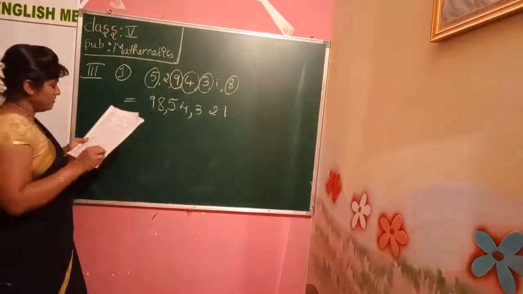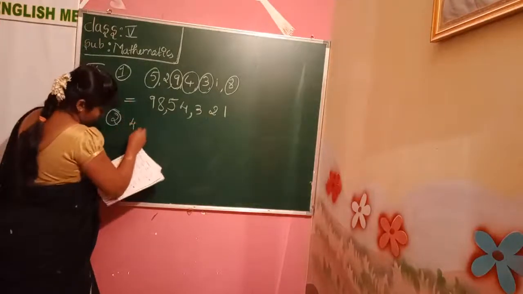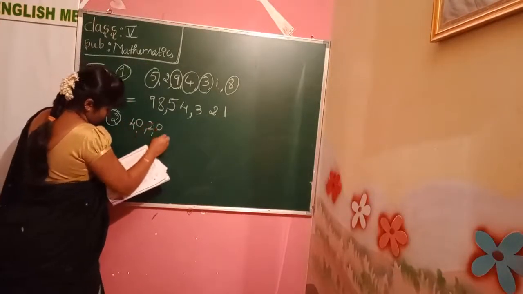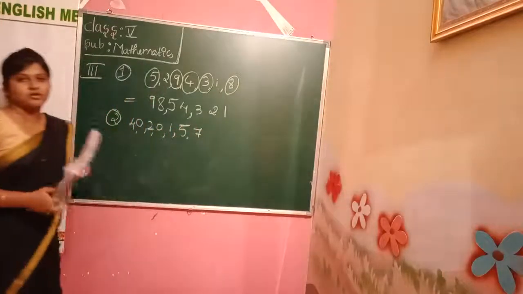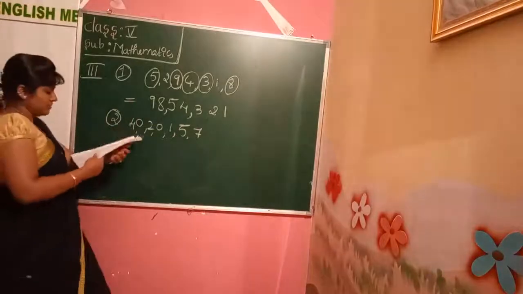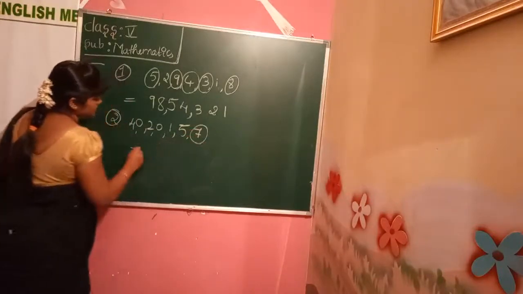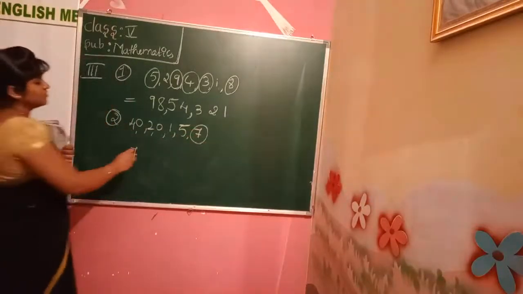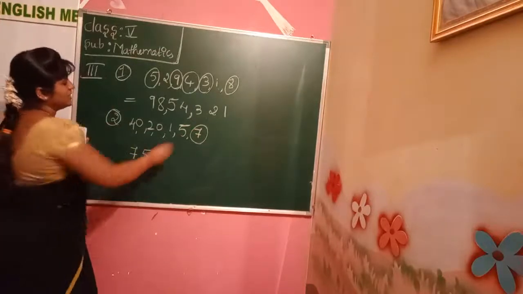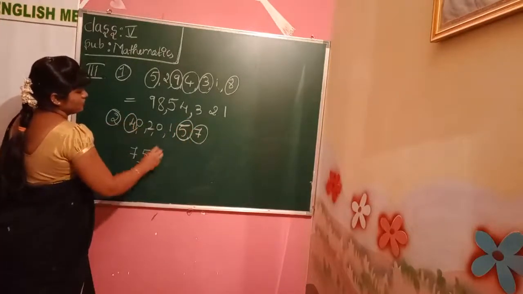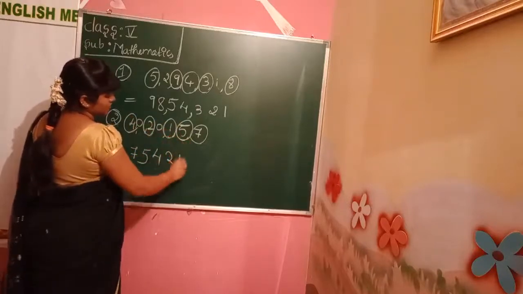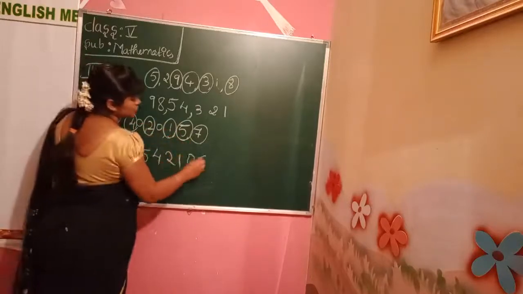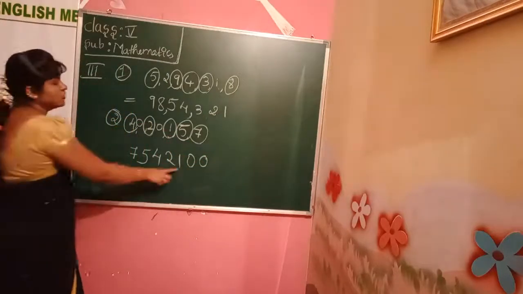We'll move on to the second one. They gave one more, 4 0 2 0 1 5 7. They gave this number like this. Which is the highest number in this now? 7 is the highest. The next highest is 5. The next highest is 4. The next one is 2. The next one is 1. The next one is 0 0. 2 zeros are there, so 0 0.